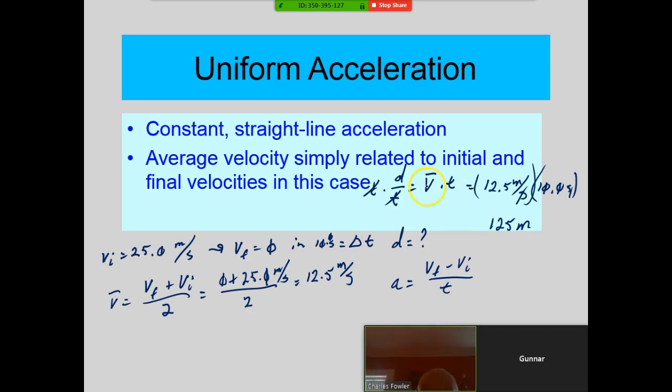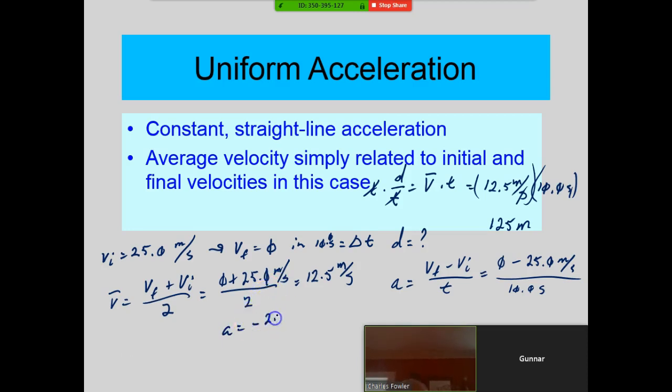Just like average velocity was the change of distance over change of time, average acceleration is the change of velocity over change of time. Very similar formulas. And what we have here, our V final was 0 minus our 25.0 meters per second divided by our 10.0 seconds. Okay? Not a very hard calculation to make here either.